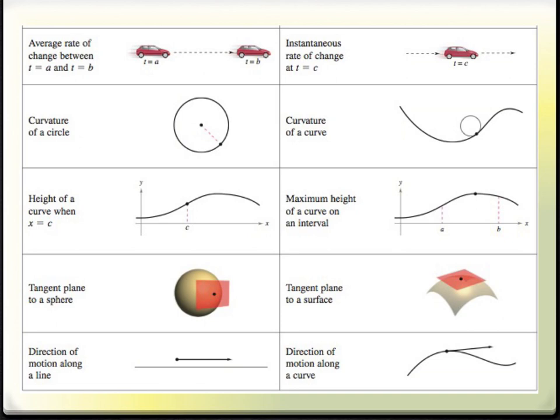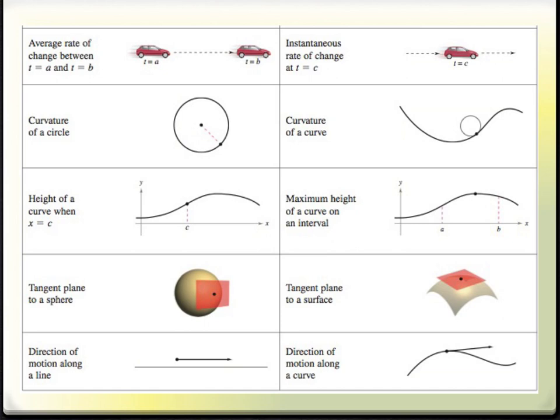All right, so another thing you can do with pre-calculus is find an average rate of change, right? Your average speed. With calculus, you can find the instantaneous rate of change, right? Like right now. How is it changing right now? With pre-calculus, you can find the curvature of a circle, how curved the circle is. And with calculus, you can find the curvature of any curve.